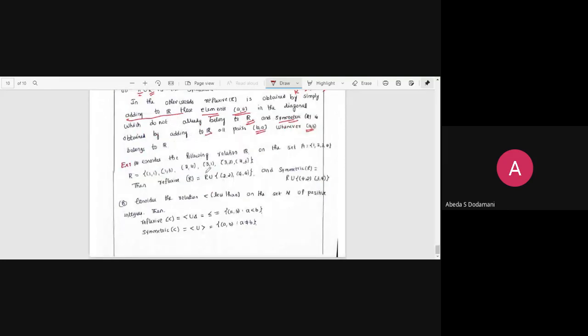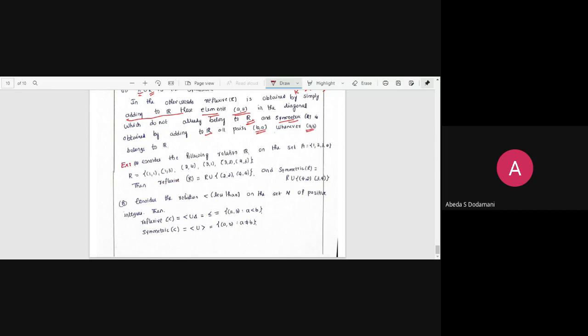Okay, so now see the example here. Consider the following relation on this given set. A is equal to {1, 2, 3, 4}. R is given as (1,1), (1,3), (2,4), (3,1), (3,3) and (4,3). In order to make it reflexive, what do we need, guys? Can you just tell me?